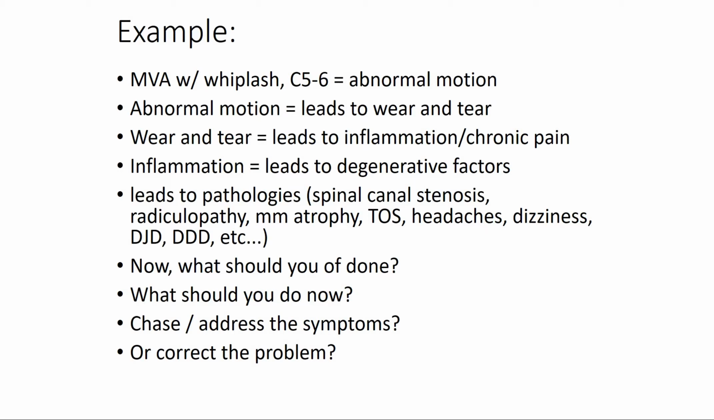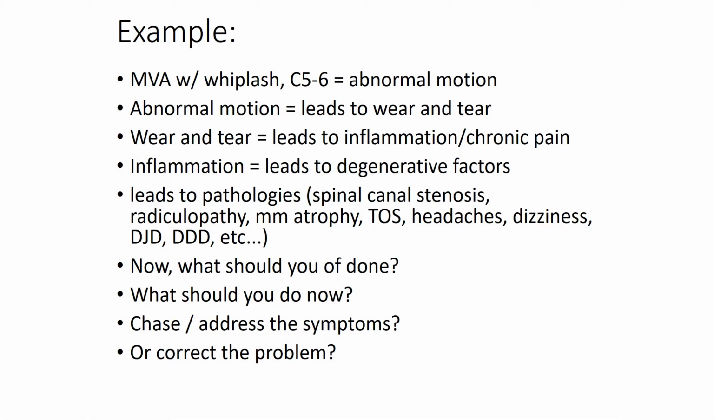Here's an example. Motor vehicle accident. You get hit from behind, whiplash. C5, C6, which are the bones in your neck, the 5th and 6th cervical vertebrae, now begin to experience abnormal motion. This abnormal motion, because now they're fixed, they're locked, they're subluxed, that leads to wear and tear.